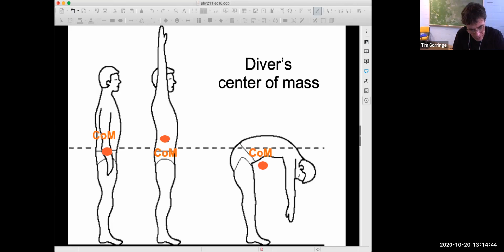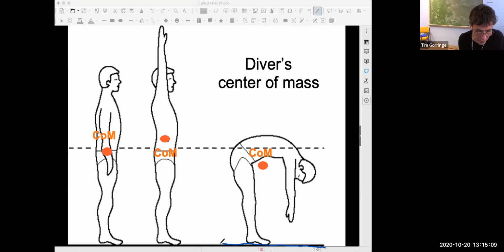Okay, so this is a diver. It looks like a diver getting ready to dive. And plotted on the diver is the diver's center of mass. So the diver is walking up, here's the diving board, I guess. I'm assuming this is the diving board.